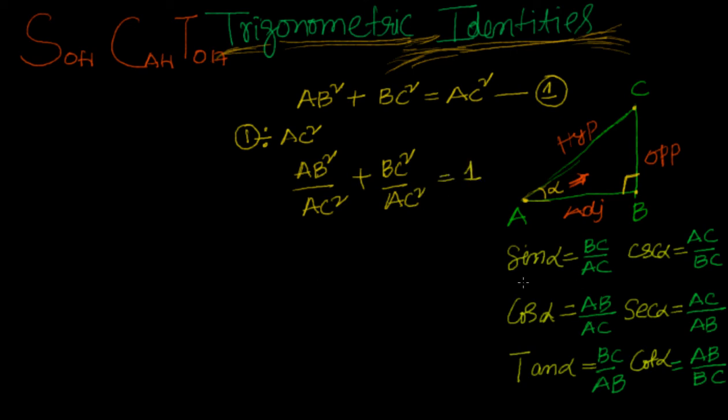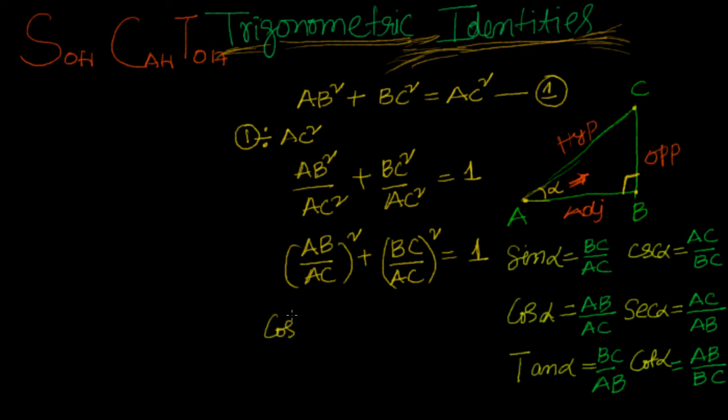Now what is AB by AC? This is nothing but AB by AC whole square plus BC by AC whole square. Yeah, it seems we are reaching somewhere, because I know AB by AC is nothing but cos alpha. I am squaring it, so this becomes cos square alpha plus sin square alpha is equal to 1. This is your first trigonometric identity.